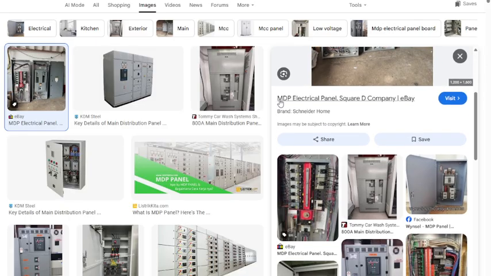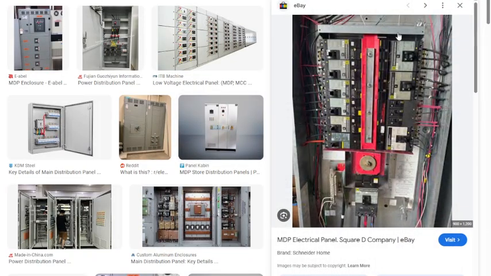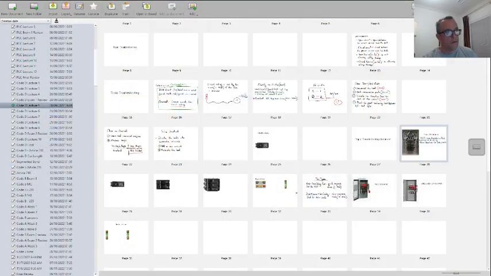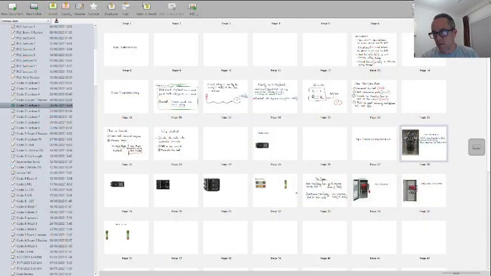Not the best image. Let me see if I can find another main distribution panel. There we go, there's a better close-up of it. You can see these large breakers in it. Now, those aren't at homes. This is not a home. This is commercial or industrial buildings.